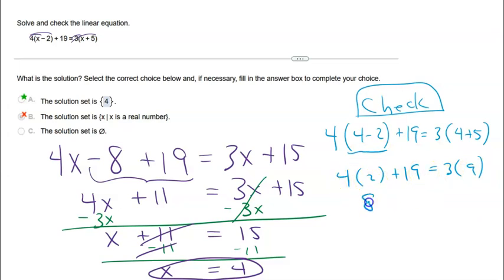So 4 times 2 is 8 plus 19. 8 plus 19 is 27 on the left. Do I get 27 on the right? I do, because 3 times 9 is 27. If you get the same exact number on the right and the left, then it checks out. So that way I know my answer of 4 is correct.